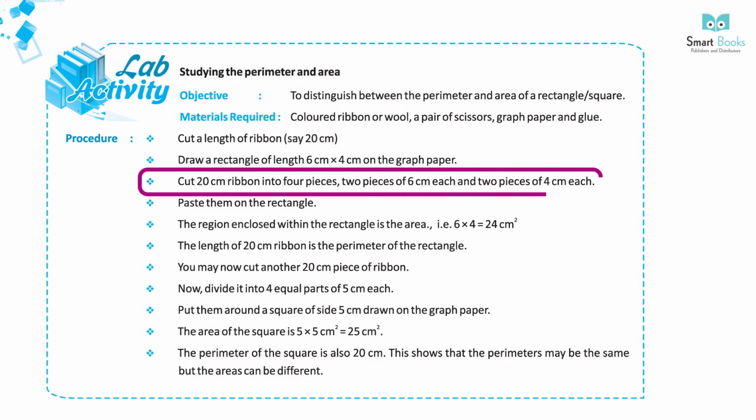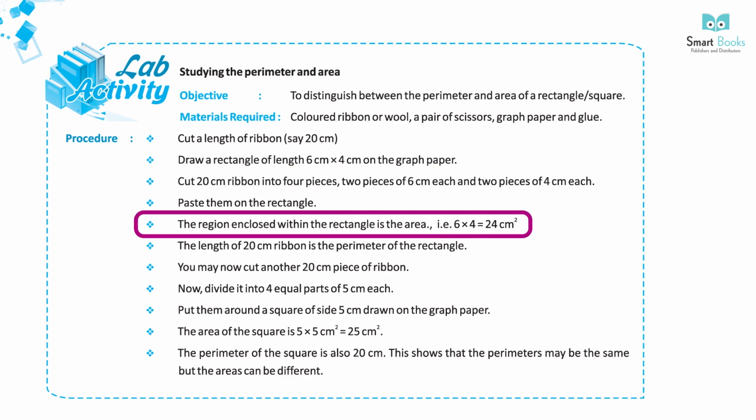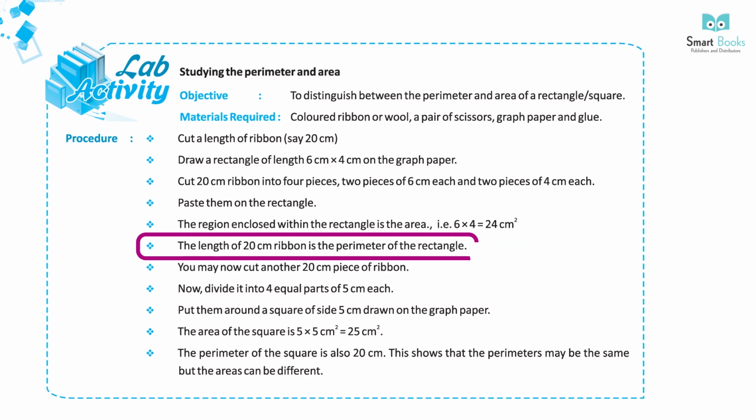Cut the 20 cm ribbon into 4 pieces, 2 pieces of 6 cm each and 2 pieces of 4 cm each. Paste them on the rectangle. The region enclosed within the rectangle is the area. 6 into 4 equals 24 cm square. The length of the 20 cm ribbon is the perimeter of the rectangle.